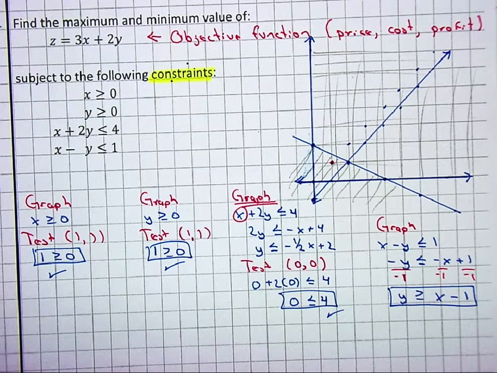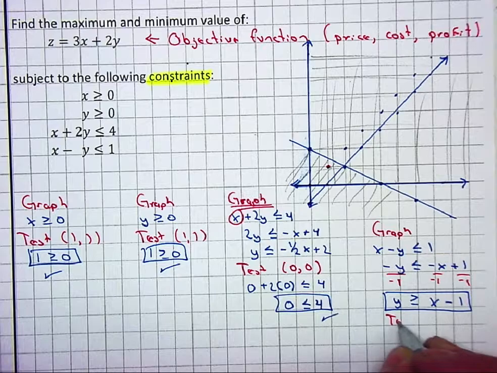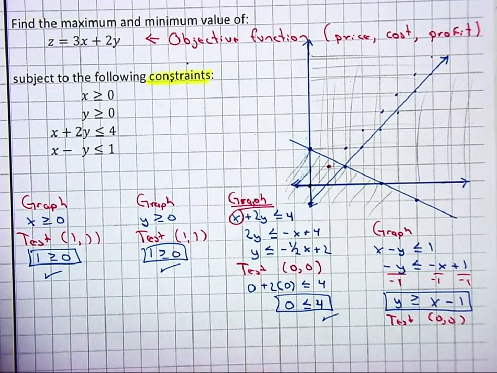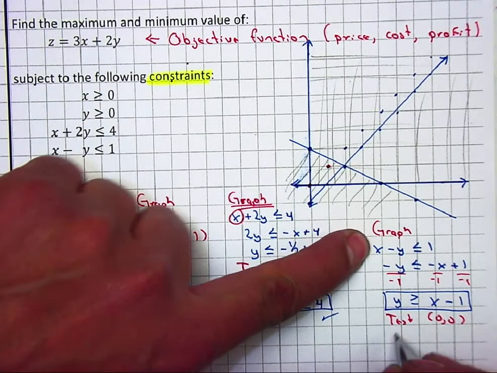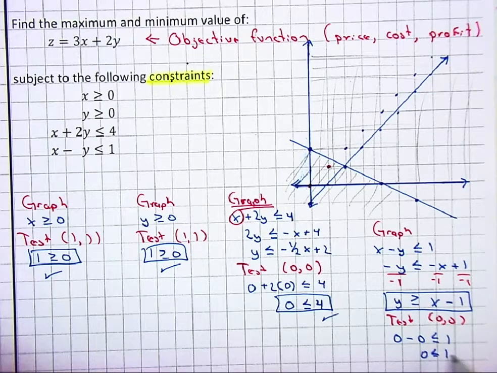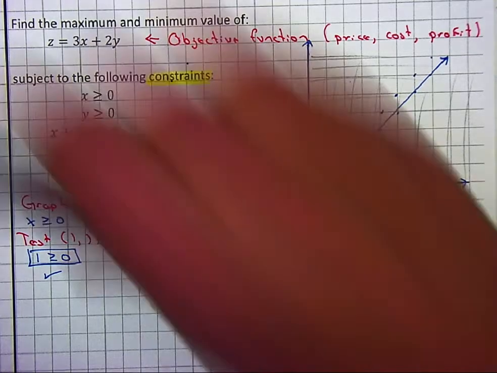And I need to decide which side to shade. So I'm going to test a point. In this case, I can still test 0, 0, since it's not on the line. And I want to test it in the original problem. So it'll be 0 minus 0 less than or equal to 1. 0 less than or equal to 1. That'll be true. So therefore, I'm going to shade towards 0, 0.